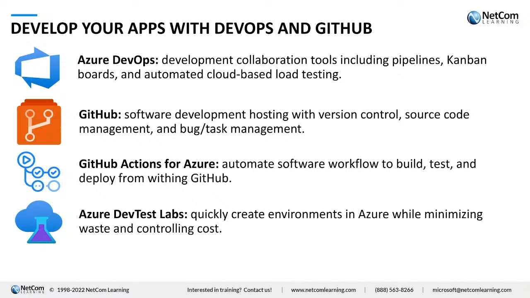The GitHub Actions for Azure is an automated software workflow. Basically, it allows you to automate the building, testing, and deploying of components from GitHub through Azure. And then also the Azure Dev Test Labs. These are for creating things. As an example, if you need to create a virtual machine to test something that you've written, you can have the system automate the process of spinning up a virtual machine, loading the app, doing the automated test, and then when the results are done, send you the result and destroy the virtual machine because you don't need it anymore.